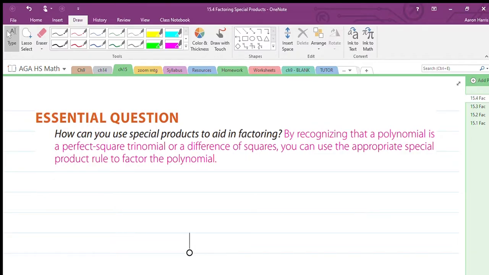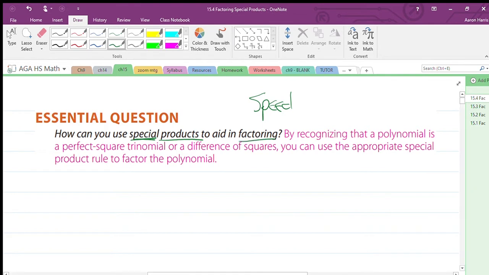Essential question of the day. How can you use special products? I want to highlight that special because these are special products, things that you can multiply together to aid in factoring. So this is all about speed. You can keep using what we learned in 5.3, just regular factoring, grouping, things like that, and it will always work. But this helps you with the speed of factoring.